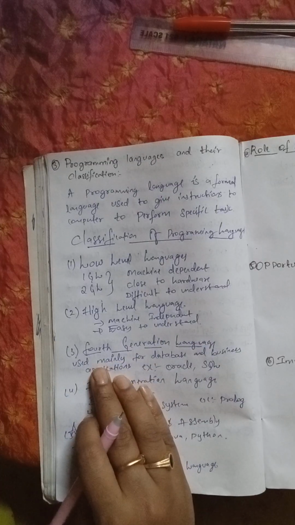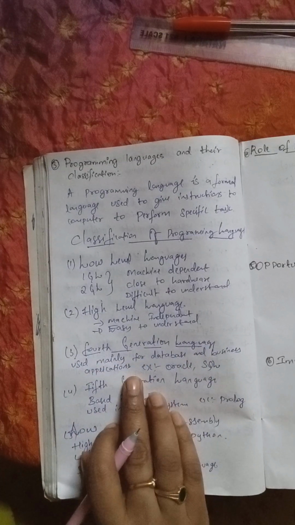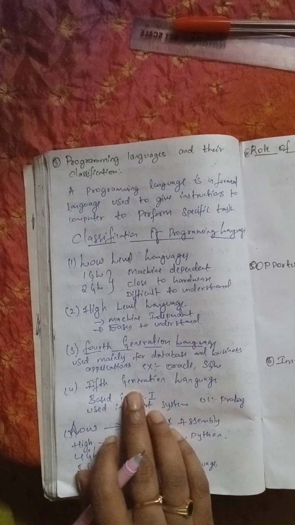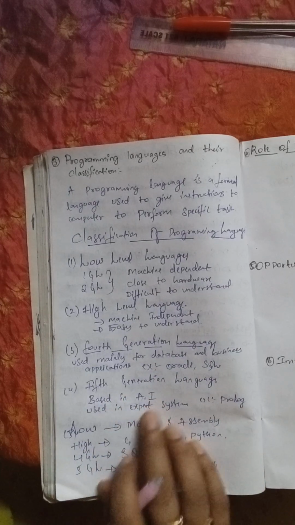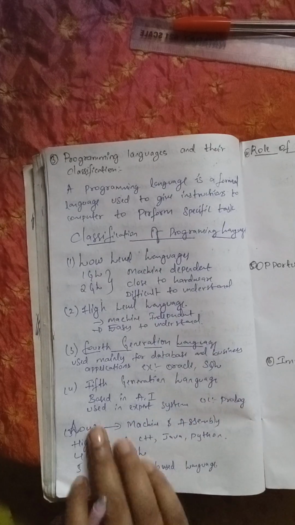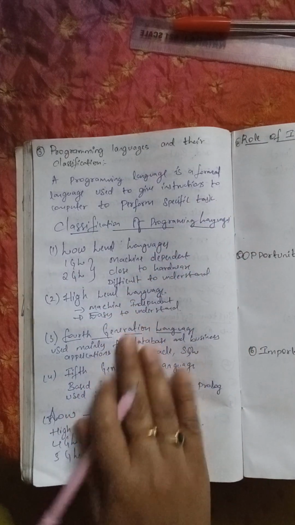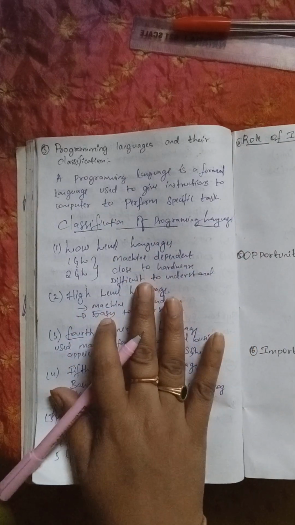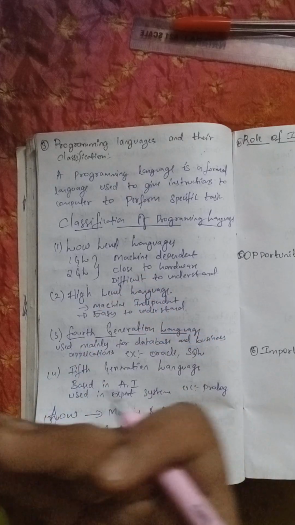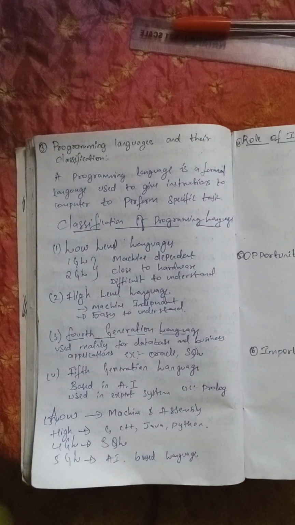Now, see the fourth generation language, used mainly for database and business applications. Example: Oracle and SQL. And fifth generation language is based on AI and used in expert systems. Example: Prolog. Okay, please take a screenshot for this and try to elaborate the answer as much as possible with your own sentences and give as many examples as possible. Please take a screenshot for this.